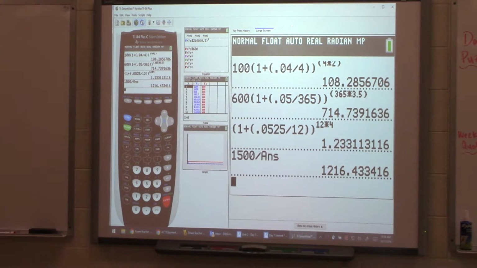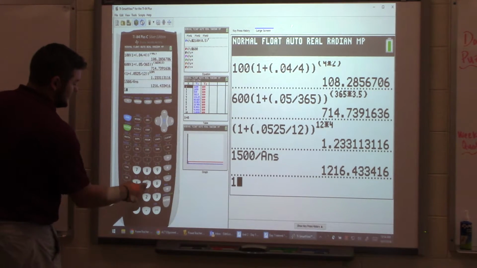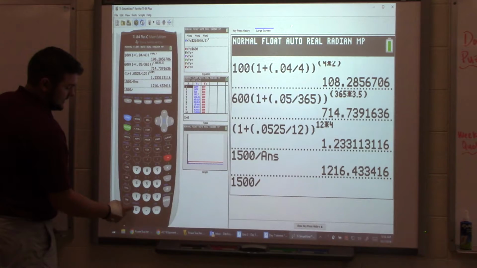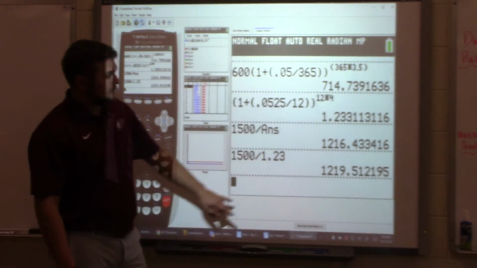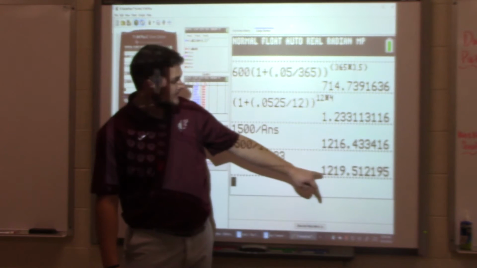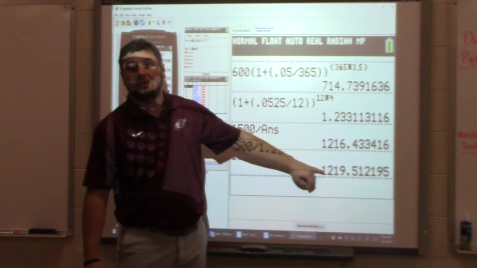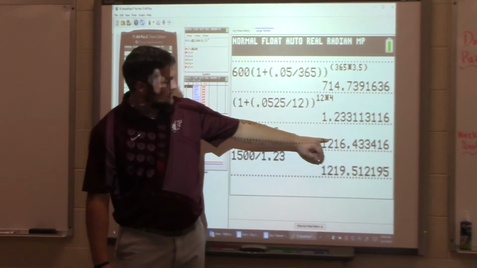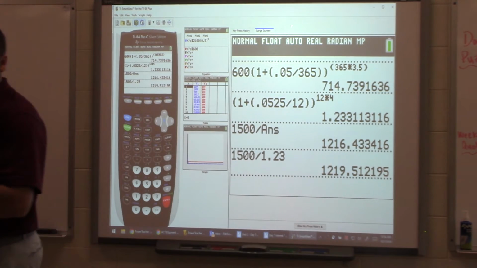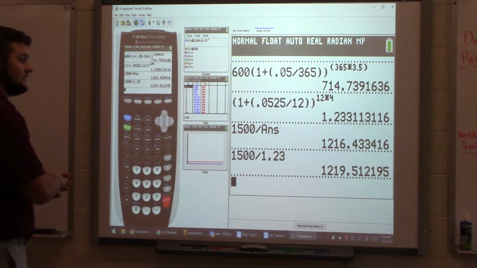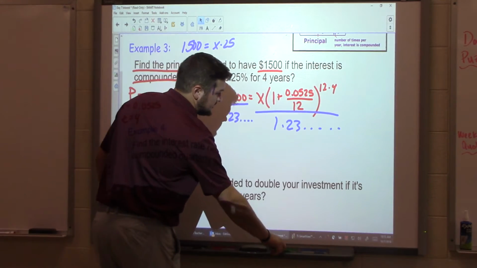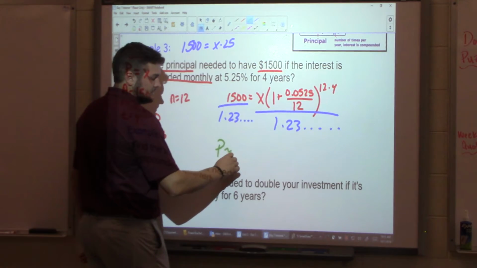You should not be rounding at that point, because I bet it'll give us a different answer if I do 1,500 divided by 1.23. Right? That's different. Right? If you write this on a test, it's wrong. We aren't rounding here. Make sure you're using the correct number. Okay? Cool? $1,216.43 is what we need for our principal.